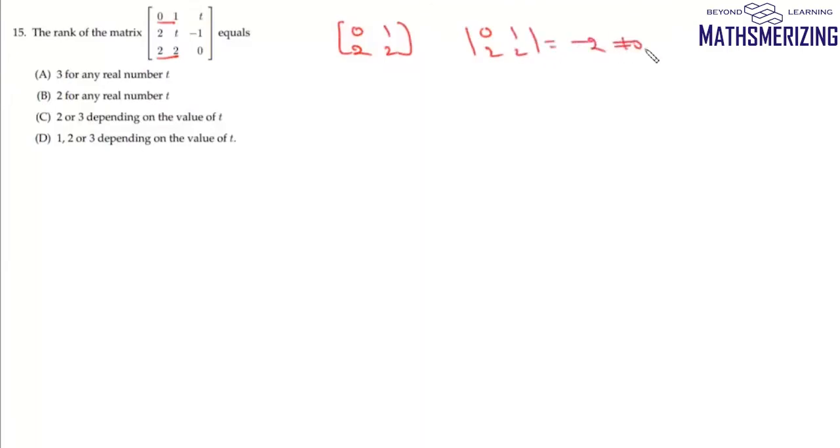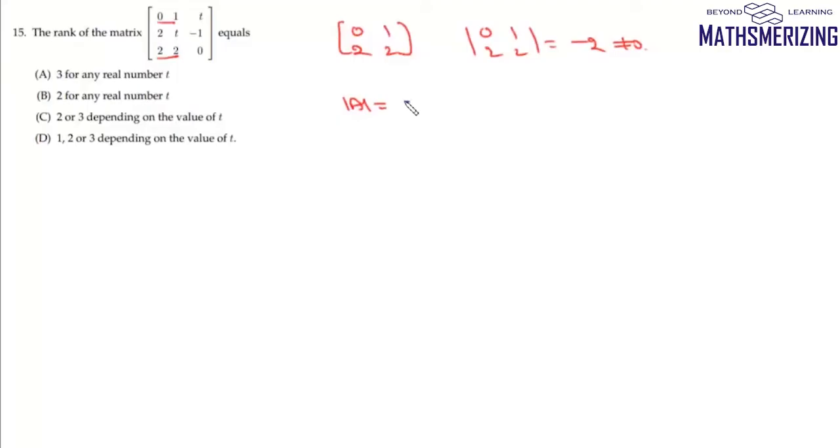So that means this matrix can have a rank as 2. So 2 is definitely possible. Now we need to find out whether this matrix can have rank 3. Now for this matrix to have rank 3, its determinant should be non-zero. So what we'll do is we'll find its determinant.